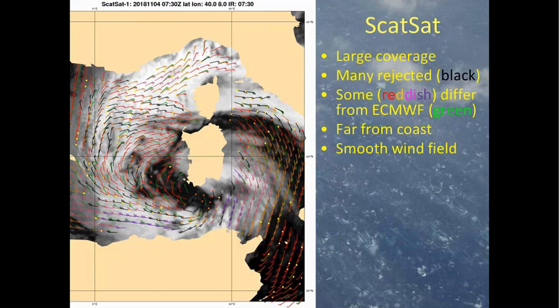You also see that some of the reddish arrows differ from the green as before, so giving you some information of where the forecast at that time was correct and where it's not. You also see that the winds are not very close to the coast, and this is because of the particular processing concept. For these pencil beam spectrometers, we don't have the information to process them closer to the coast, so that's why we stay away from the coast. Another last feature is that the wind field actually looks quite smooth, and this is because of the noise in this type of spectrometer measurements.